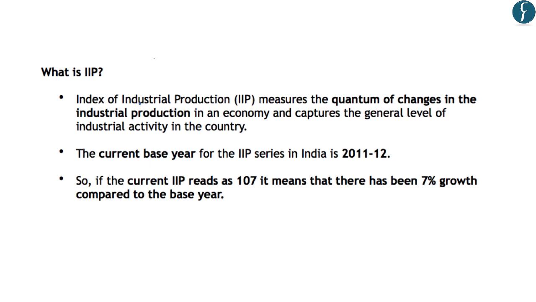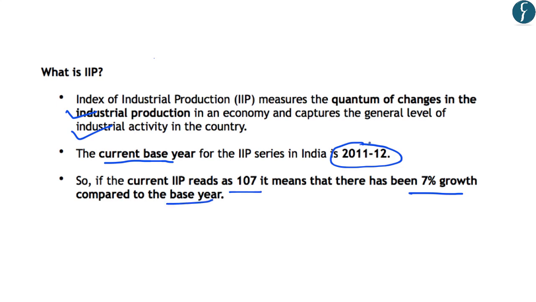So IIP stands for the Index of Industrial Production and it measures the quantum of changes in the industrial production in an economy and it captures the general level of industrial activity in the country. So simply it measures the change in industrial production in any country. In India, the base year for IIP series is 2011-12. So simply if the current IIP reads as 107, it means that there has been a growth of 7% as compared to the base year.